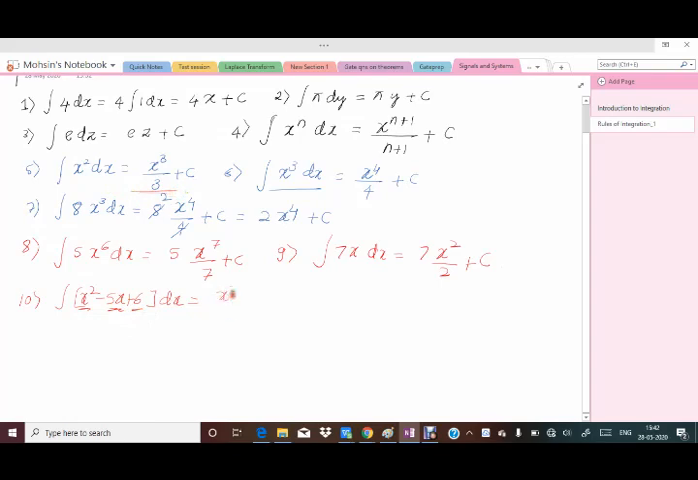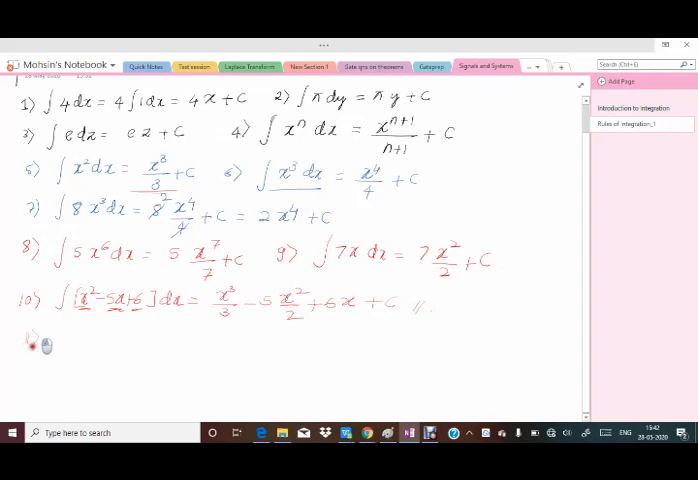So I can write x cube by 3 for the first term, and similarly a minus sign, then 5 is a constant, it will come out, and the integration of x is going to be x square by 2. Finally there is a constant, so that constant will remain as it is, and that will be 1 times dx. So again it is going to be x, then finally the constant c is added, plus c. This is a little bit simplified term, we cannot do further simplification, so let us keep it here.